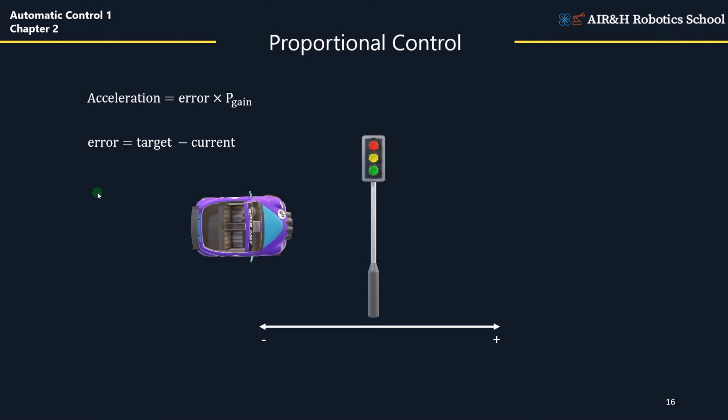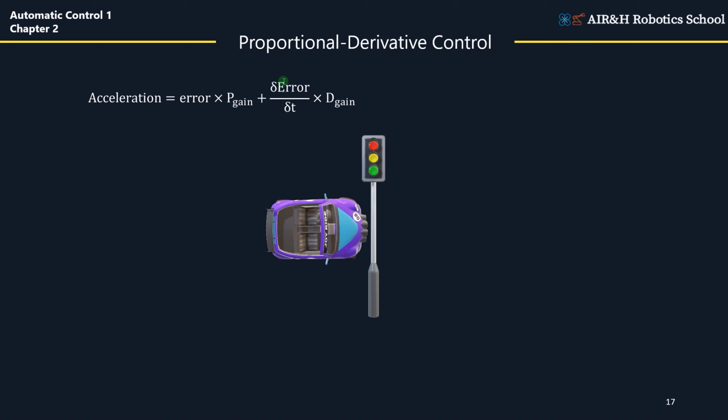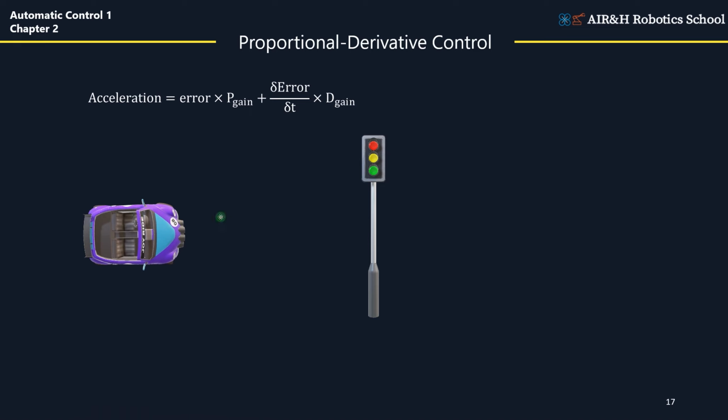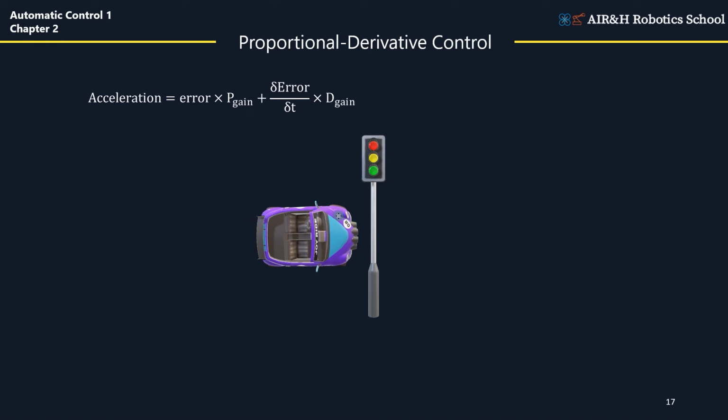So we need to introduce a term like the derivative of the error. By the definition of the derivative, it becomes negative as the error decreases. In other words, the derivative of the error becomes negative as the car approaches the traffic light. Finally, we have the negative term.